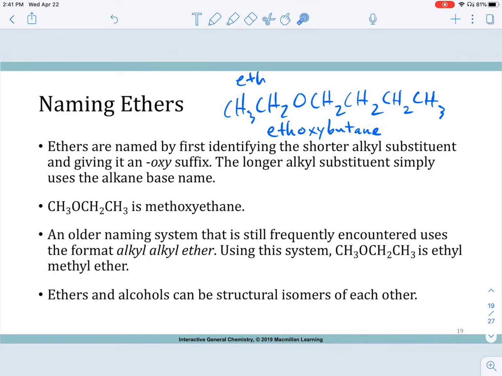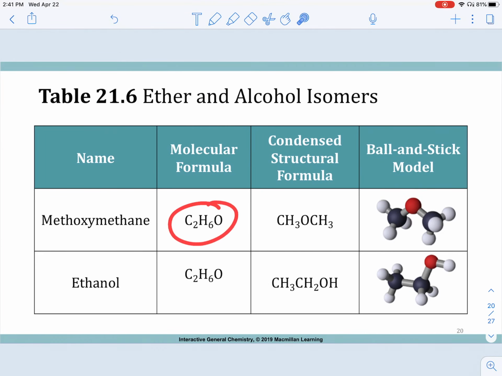Interestingly, ethers and alcohols can be structural isomers of each other. This next slide shows C2H6O. That is the chemical formula for ethanol, but it's also the chemical formula for methoxymethane. It's this rearrangement: instead of this chain here, the oxygen is in the center. Very different compounds for sure, but they happen to have the same molecular formula. So those are actual isomers of each other.